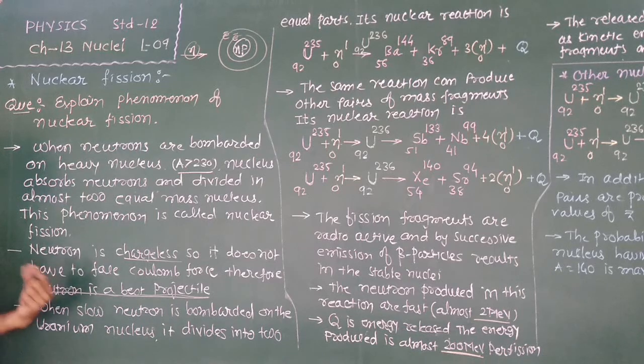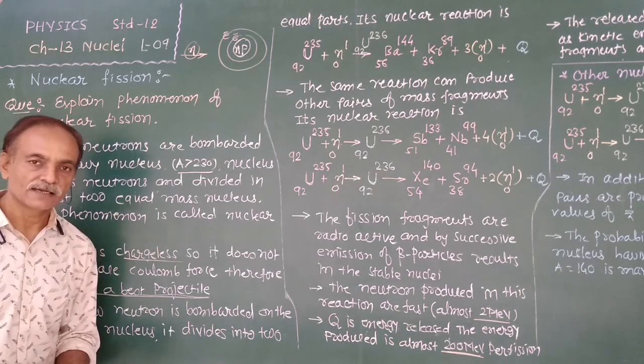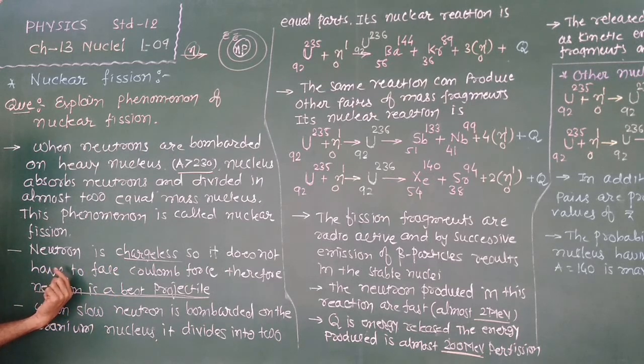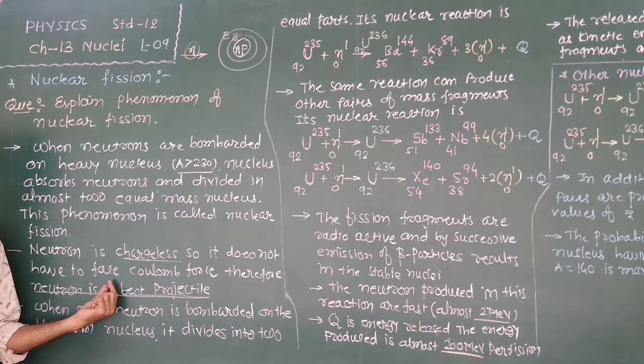Why is the neutron the best projectile? The neutron is a chargeless particle. It does not have to face any Coulomb force. Thus, the neutron is the best projectile.